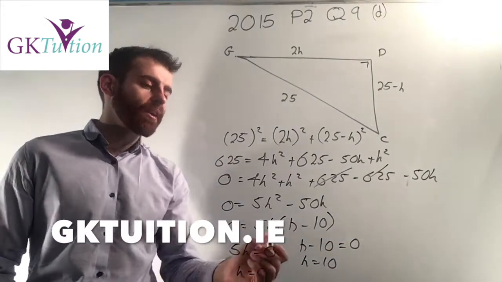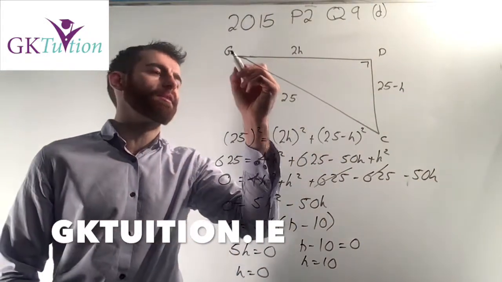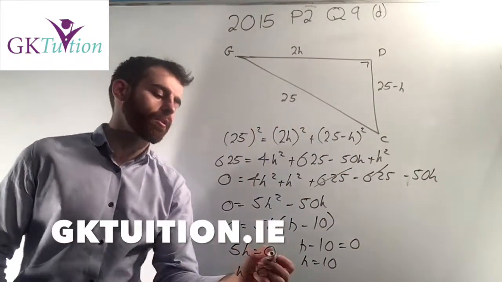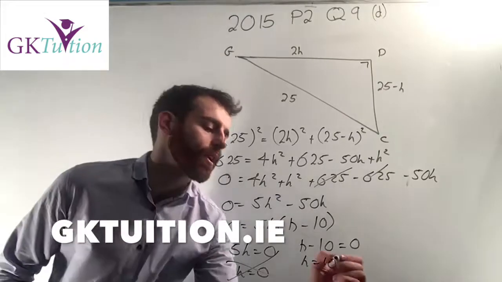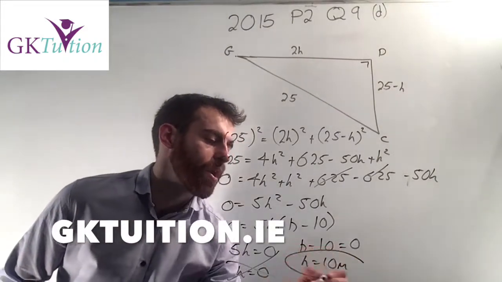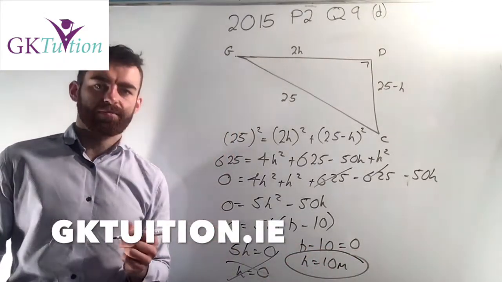So in this case, clearly it doesn't make sense to say that the distance H is 0, so I can cancel out my 0. My final answer is that H is 10 meters. So the height is 10 meters.